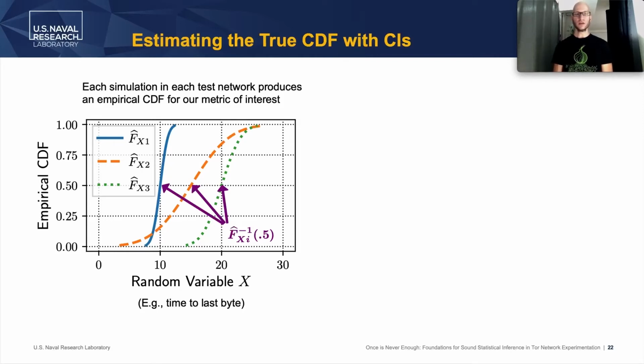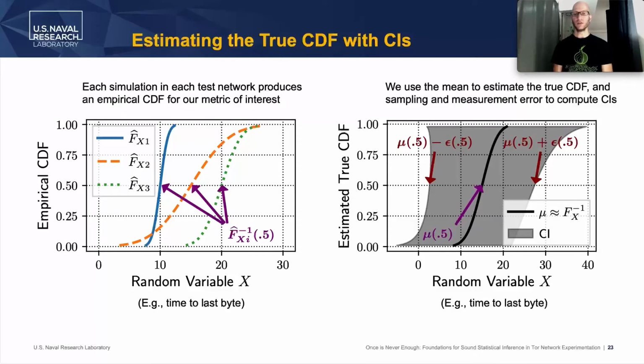But essentially, suppose you run the same simulation 3 times, and this generates 3 empirical CDFs for a random variable. In this case, the example is the time to last byte, how long it takes to download a file. You get 3 empirical distributions. Our methods are to take these distributions and compute an estimated true CDF, which is shown by the solid line on the right graph, taking the mean over all y values on the left graph. At each y value, take the mean over the 3 available samples from these distributions.